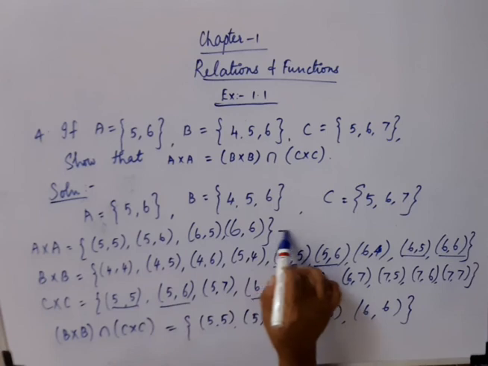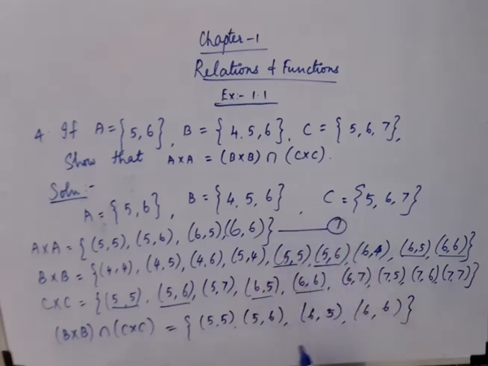What is A cross A? The same thing. And the intersection of B cross B and C cross C is equal to A cross A here. So you can write therefore A cross A is equal to B cross B intersection C cross C. Hence proved.